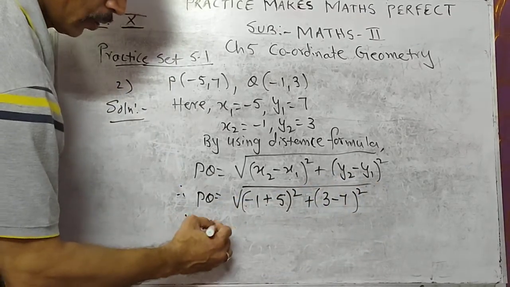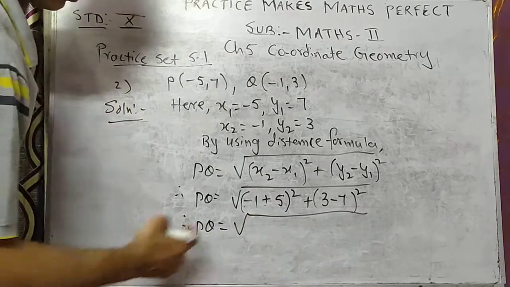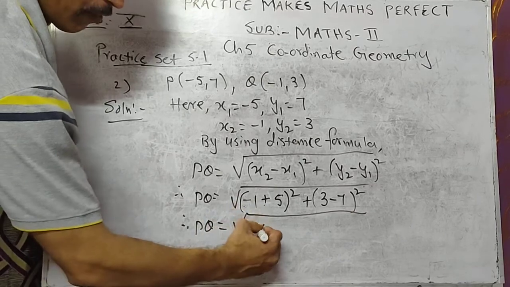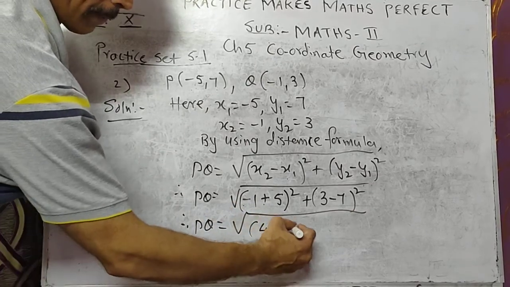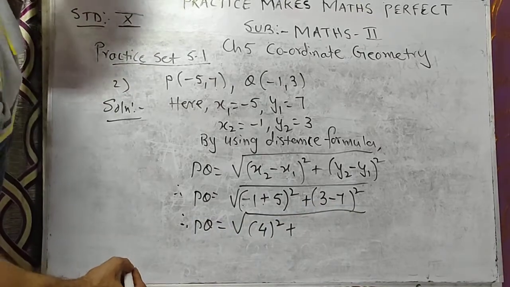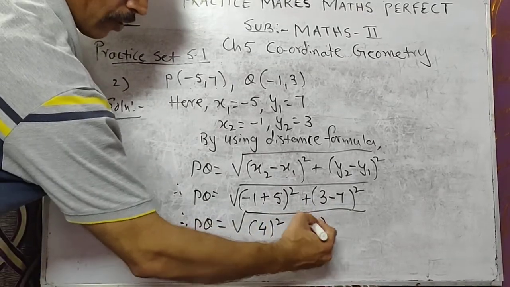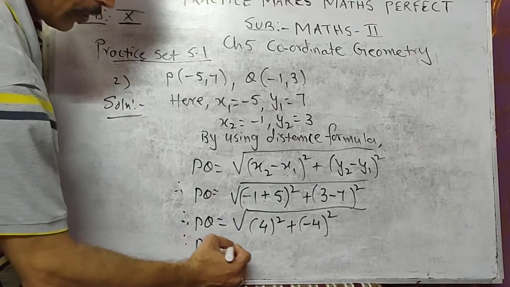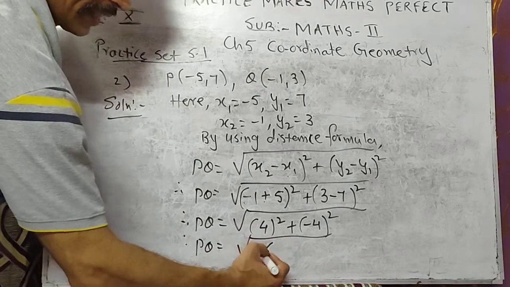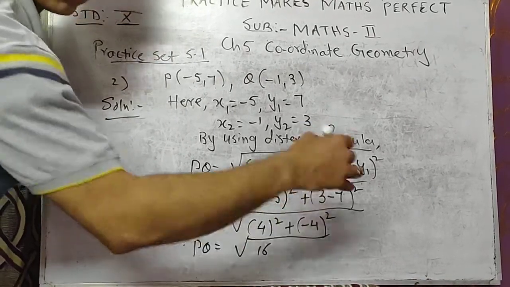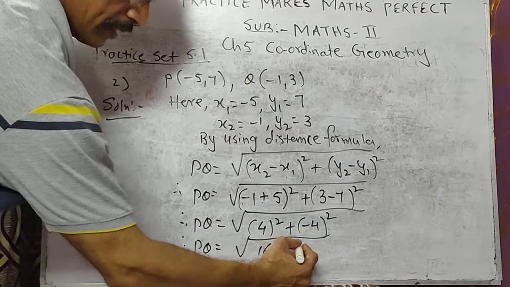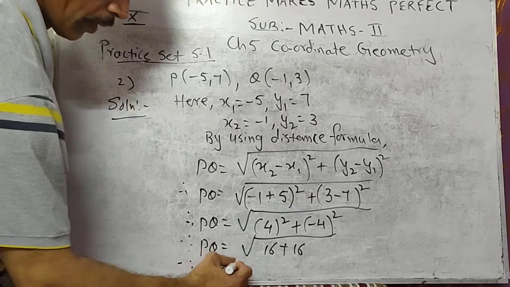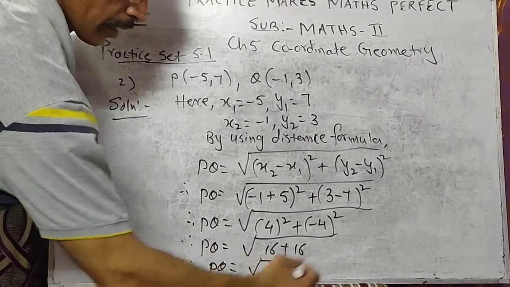So therefore PQ is equal to square root of minus 1 plus 5, 5 minus 1 will be 4. 4 square plus 3 minus 7, 3 minus 7 is minus 4 square. Therefore PQ is equal to square root of 4 square is 16, and minus 4 square is also 16. So PQ is equal to square root of 32.